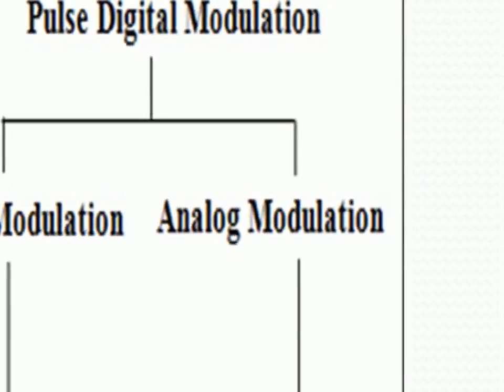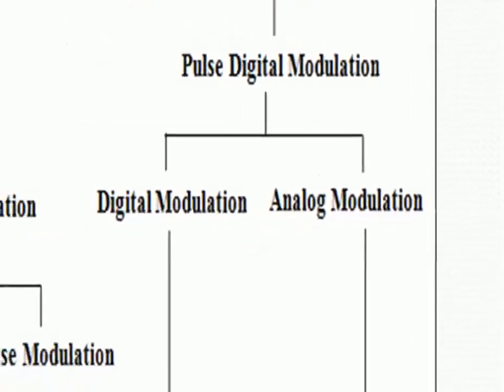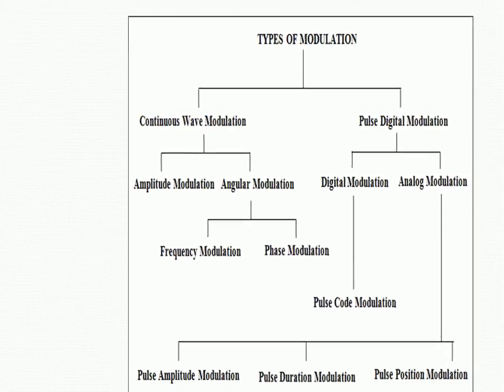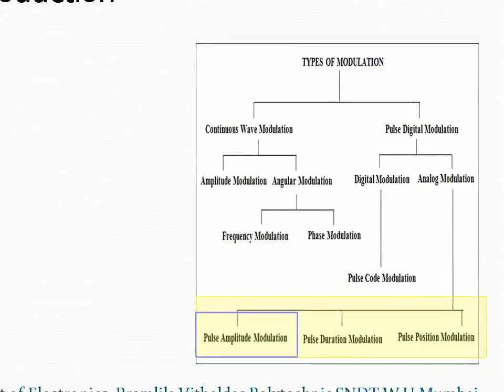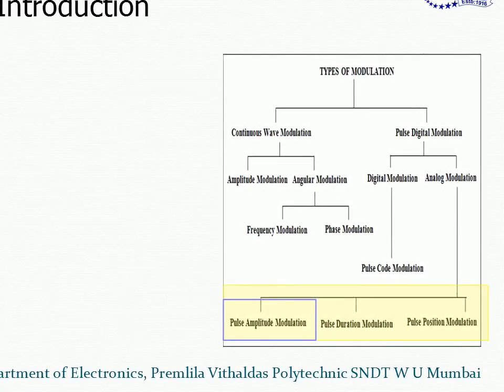Similarly, the information could be either analog or digital. If the information is analog, then it will be analog modulation, and if it is digital, then it will be digital modulation. The other name which we have given to digital modulation is pulse code modulation. And for analog modulation, three types are there. Pulse amplitude modulation, where the amplitude is varied. Pulse duration modulation, where the duration of the pulse is varied. And the last one is pulse position modulation, where the position of the pulse gets varied, whereas its time period and frequency remain constant.